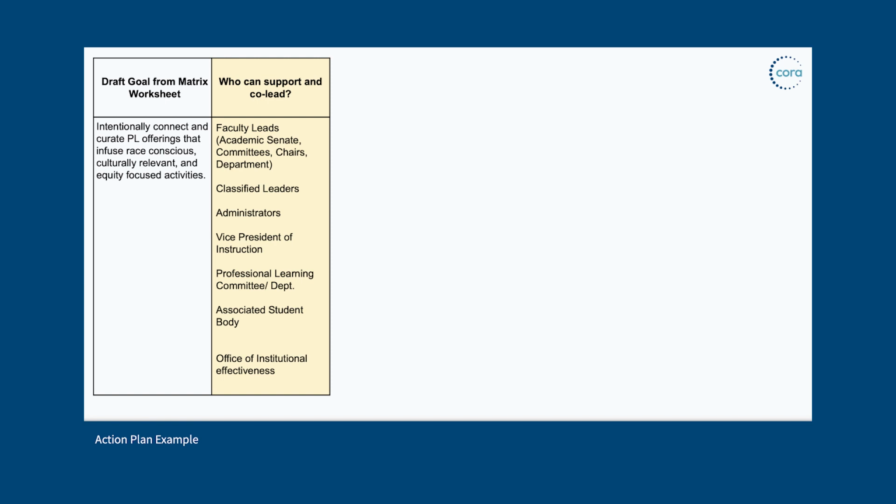So here we see that we have faculty leads from governance all the way to chairs, to committees, and faculty leaders within their own departments. We see the classified leaders, administrators, the vice president of instruction, or just the executive leadership, the president, the other vice presidents, the president's cabinet, professional learning department, the associated student body, and then the Office of Institutional Effectiveness.